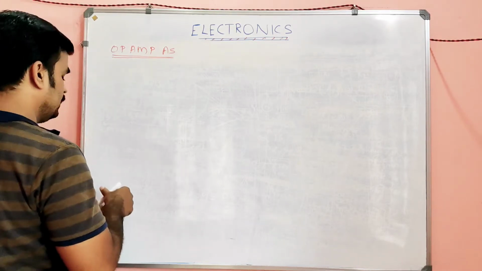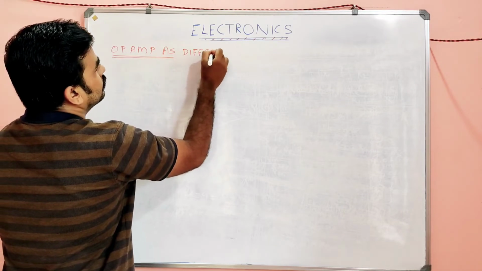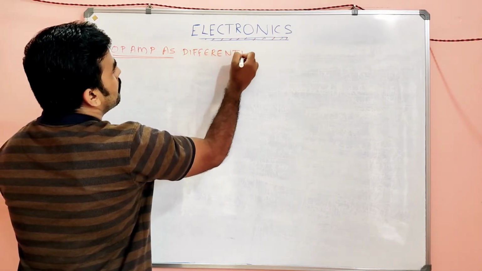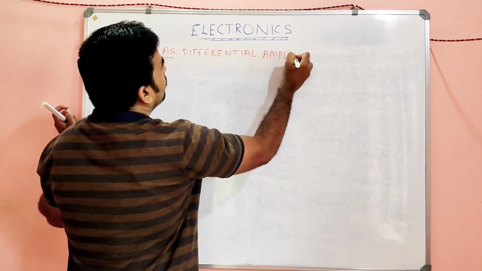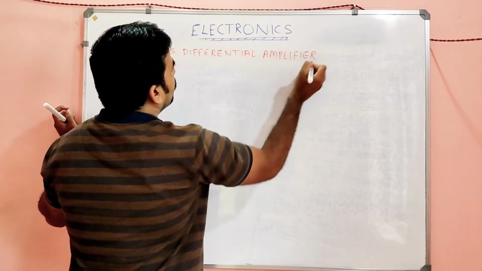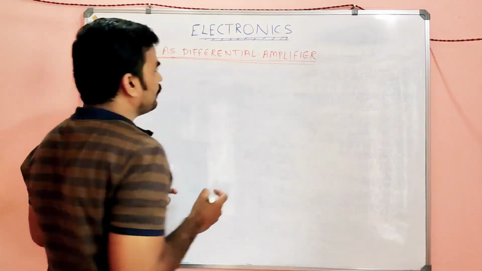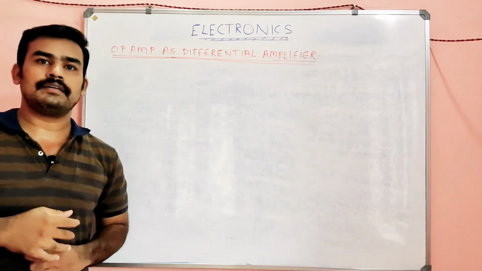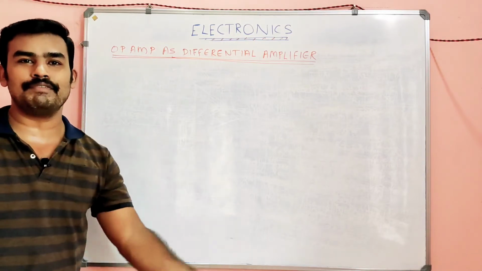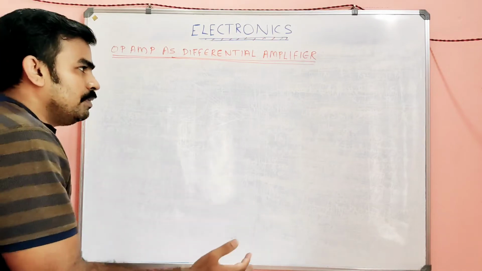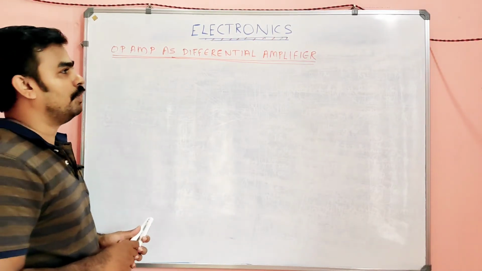Op-amp has differential amplifier. So what do you mean by differential amplifier, my dears? Differential amplifier is nothing but the output will be the difference of the input plus the amplified version. That's all. The output will be the difference of the input as well as the amplified version of the input.